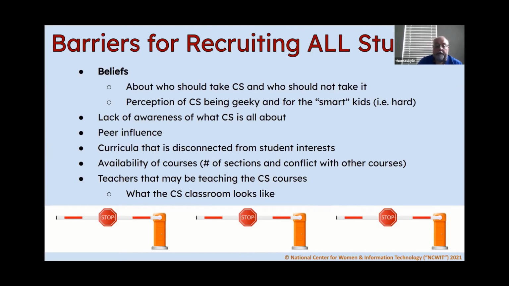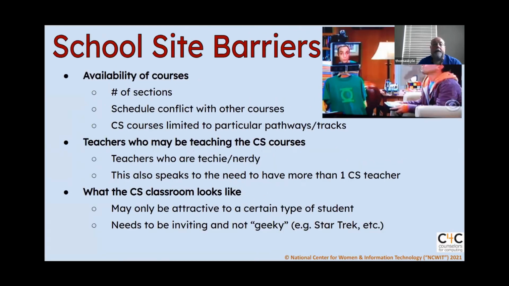So use those resources. Okay, there can be barriers in the school site. We talked about the number of sections, schedule conflicts, but they may be limited to a particular pathway or track.